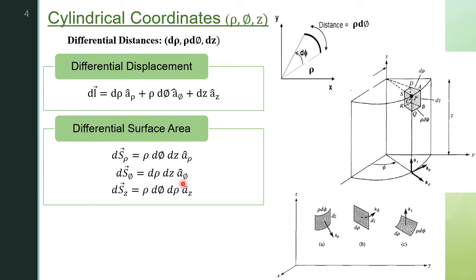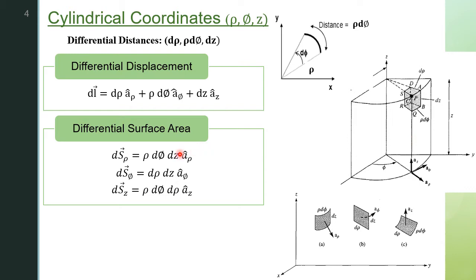Now, similarly, when you consider the z direction, the z vector is in the upward direction, so we need to consider the face BAPS. The sides are d rho and rho d phi. When you multiply them, we get rho d rho d phi, and the vector will be in the az cap direction. If you consider the opposite faces to it, it will have a negative sign.